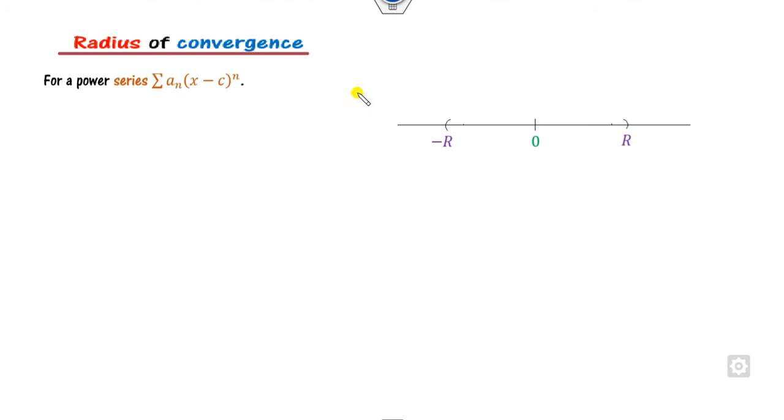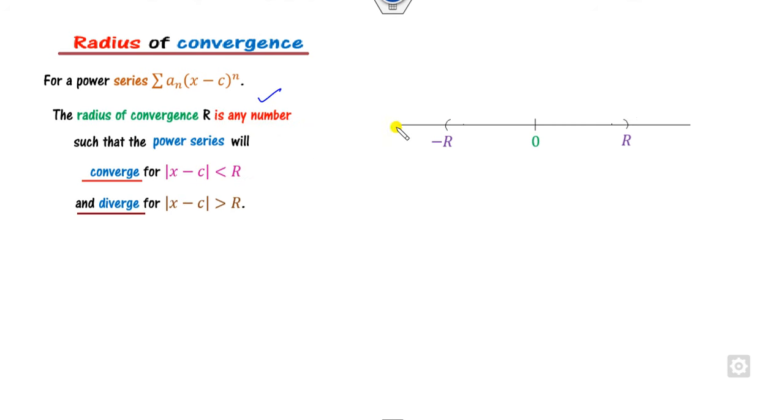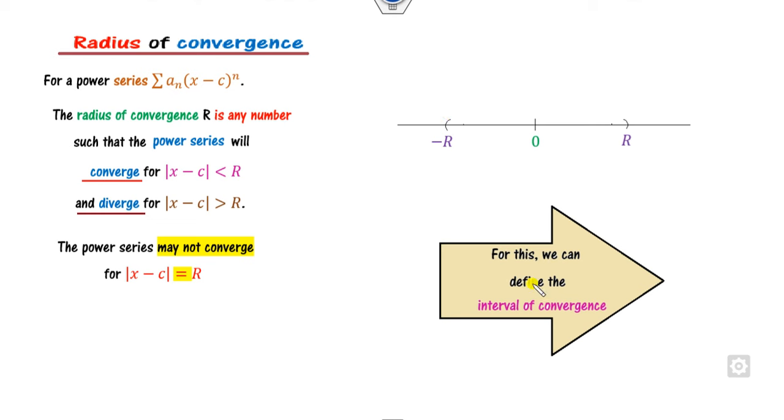What is the radius of convergence? If you have a power series which is convergent over minus r to plus r, then this is my convergent part. So you have to find a real number r such that the power series is convergent, and outside that portion, the series is divergent. The power series may or may not converge at these boundary points. Now, in order to define this boundary, we will define the interval of convergence.